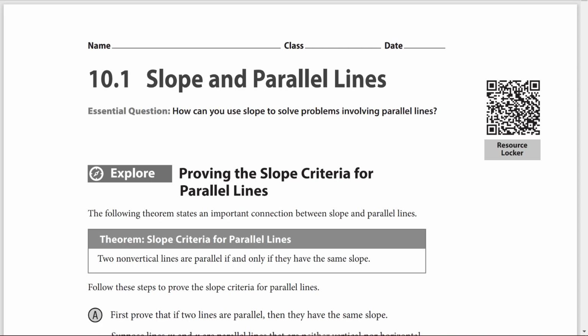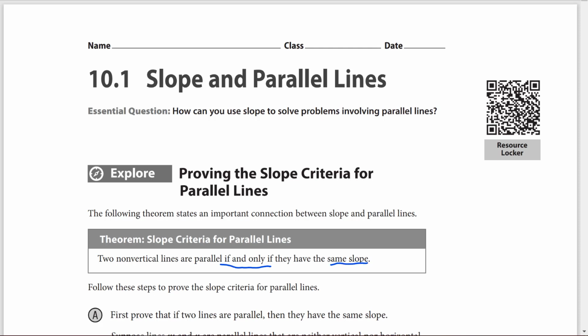So the first thing about slope and parallel lines is there's basically just one rule. Two non-vertical lines, meaning they're not straight up and down, they are anything other than straight up and down. These lines are parallel if and only if they have the same slope.